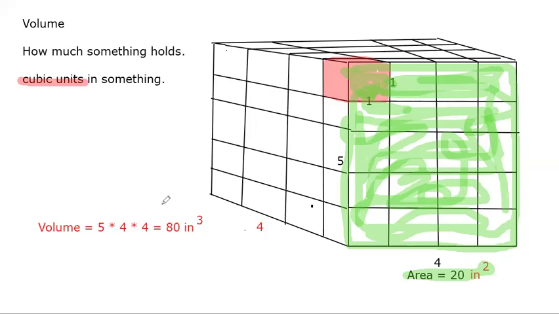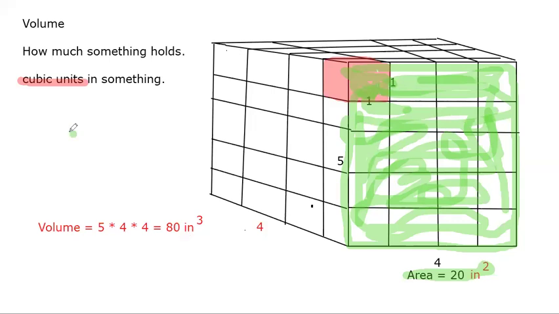So volume has some formulas with it. We just did the volume of a rectangular prism, and that is length times width times height, or base times width times height. Picture how tall it is, how thick from front to back, and the distance from side to side.